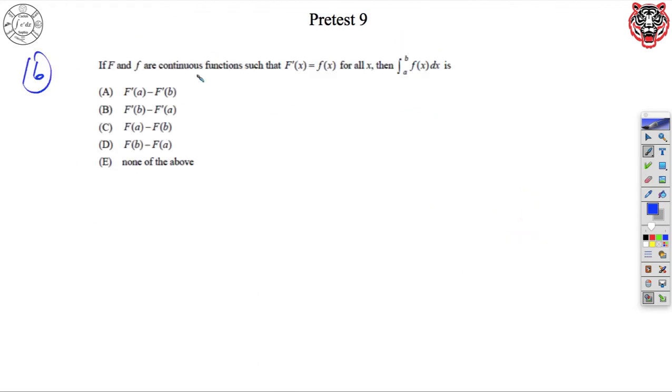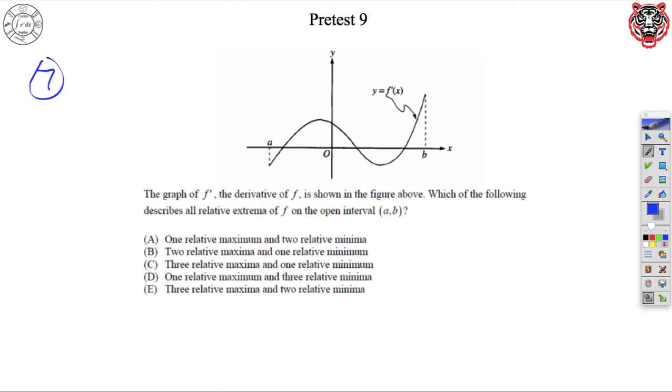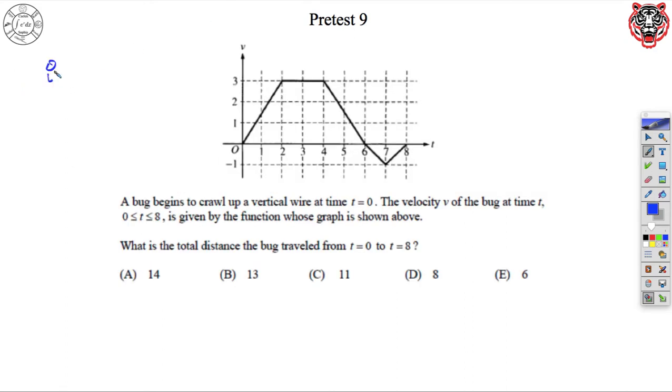Number 6. All right, we have this. This is just a strict definition. It is D. You need to know this definition. Yay! Is this finally? No, we have 2 more. This is number 7, I think. So this is a min here, this is a max here, this is a min here. So there's 1 max, 2 mins. Correct answer is A. Yay! And finally, number 8.